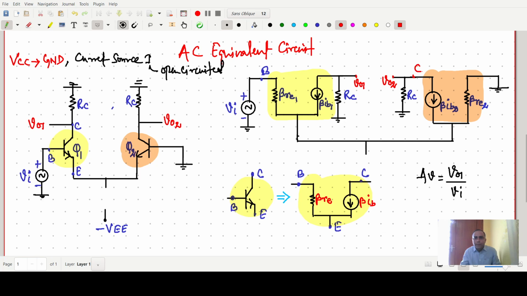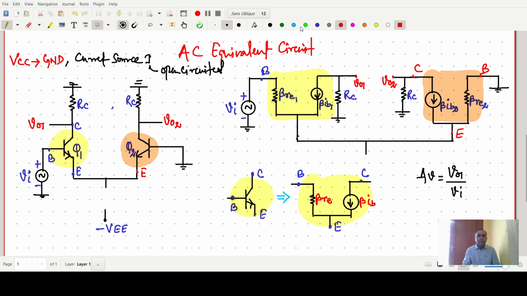We have made the collector side on that side, and the base is grounded. From base to emitter there is a resistance, so beta RE2 we can write, and beta IB is the current between the collector and emitter. This is the circuit, and it is very simple. Both emitters are connected together, and this one is open circuit, so no need to worry.